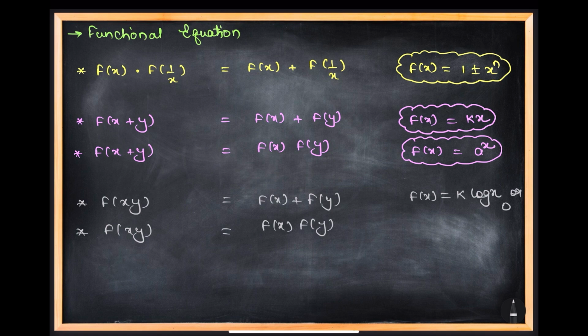Okay. Now we have second situation, f of xy equals f of x, f of y, means product is converted into product. So if you will have this situation, you can say that the function is x power n. So you have to memorize these situations. Later we will use this concept to solve some illustrations. Okay.